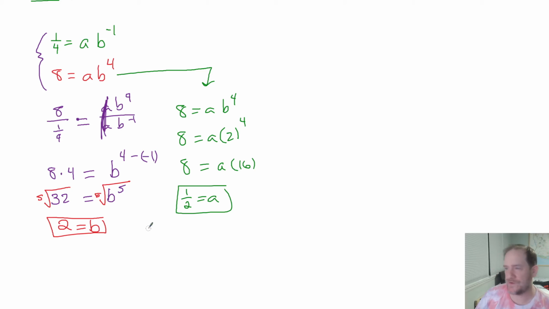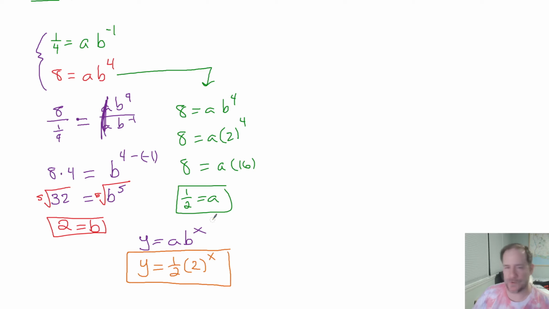And then just make sure you give your final answer as an exponential. So remember, it's supposed to be y is equal to a times b to the power of x. And that means our final answer is y equals 1/2 times 2 to the power of x. And that's your final answer for the first one.